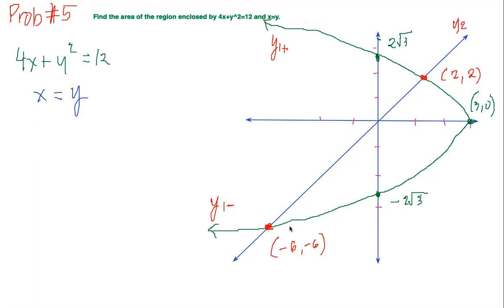All right, now let's identify the region enclosed by these two equations. As we could see, this is the region enclosed by the two equations. And let's draw the vertical rectangular strip here. Now let's identify the rectangular strip. So here we go.